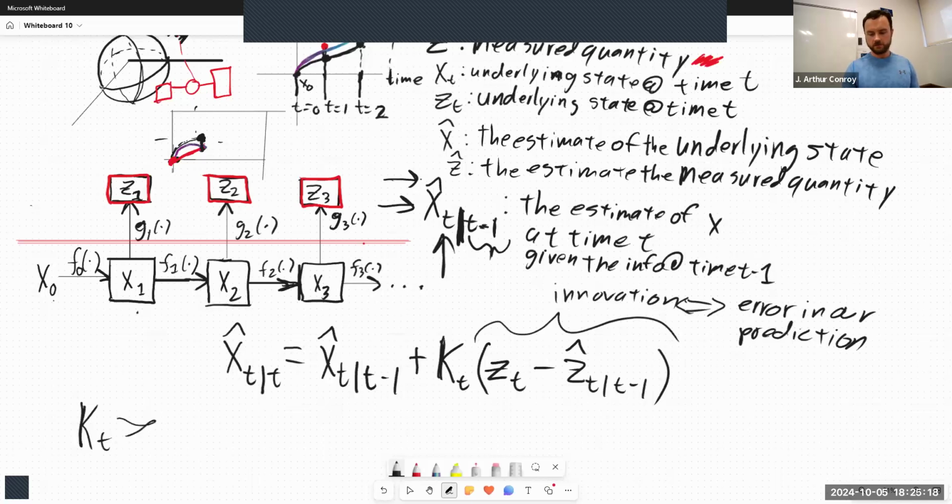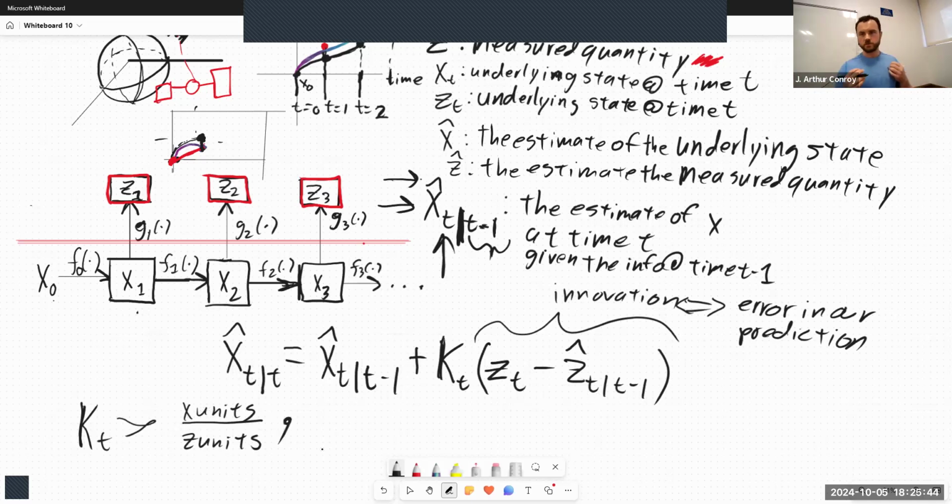It's going to have units of X units per Z units, right? Because X has some set of units, Z does too. It's a linear term, right? So it's going to have dimension X units per Z units.